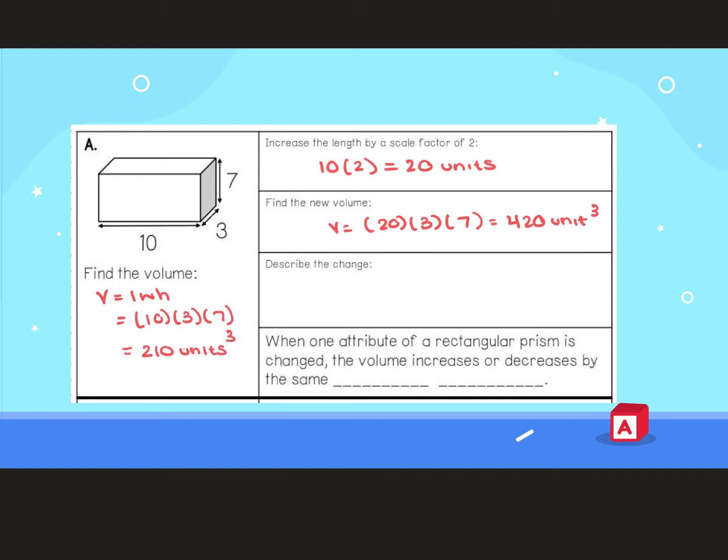All right, so now let's describe the change. We can see with our original length of 10 units, our volume was 210 units. Now when we doubled the length, what did we do? We doubled the volume. So by doubling the length, the volume was doubled. When one of the attributes of a rectangular prism is changed, the volume increases or decreases by the same scale factor.